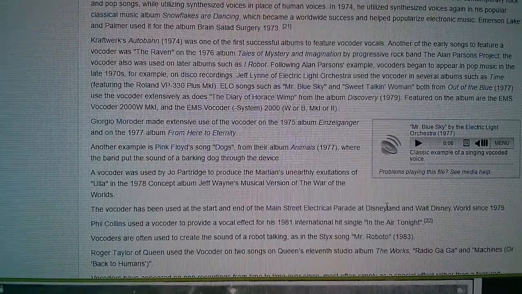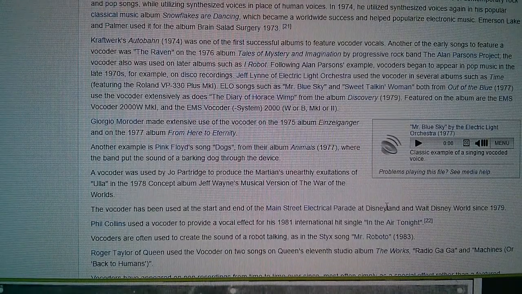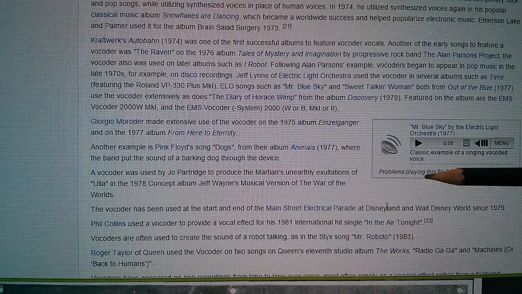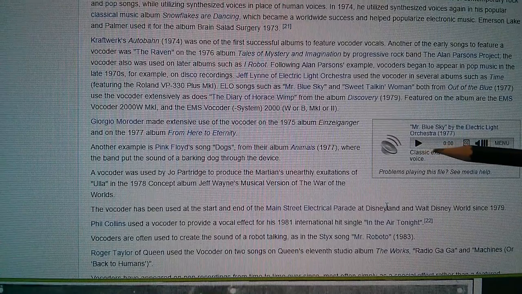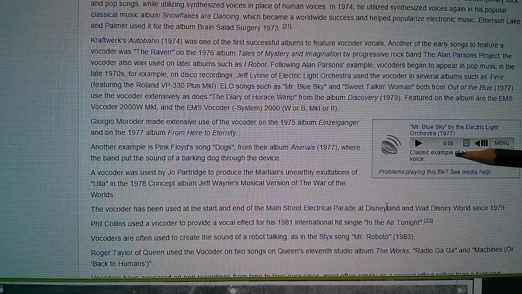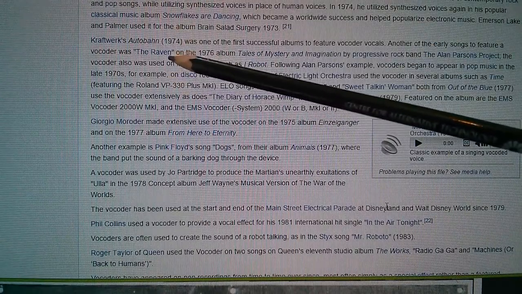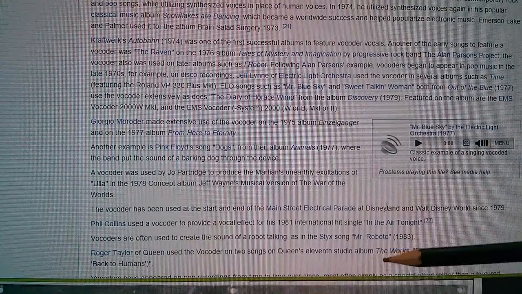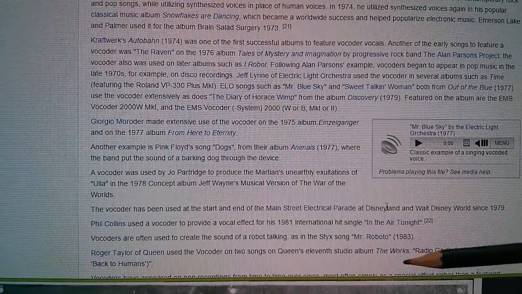So what does a vocoder sound like? Well, there are various tracks with vocoder in them. If you go to the Wikipedia article on Vocoder, there's a clip here from Mr. Blue Sky by ELO. I can't play it because of copyright reasons. Kraftwerk's Autobahn, Pink Floyd, and Radio Gaga by Queen.